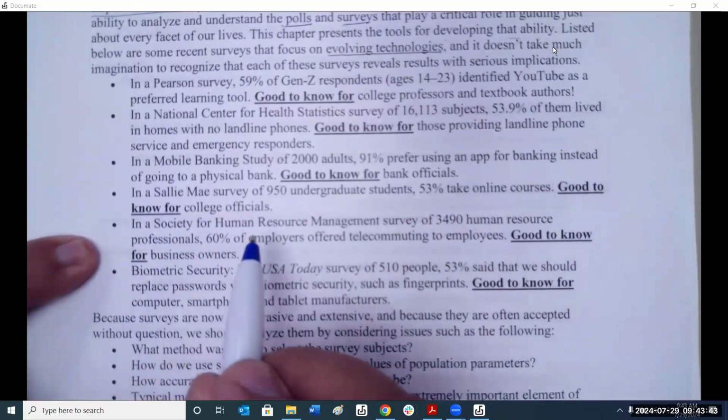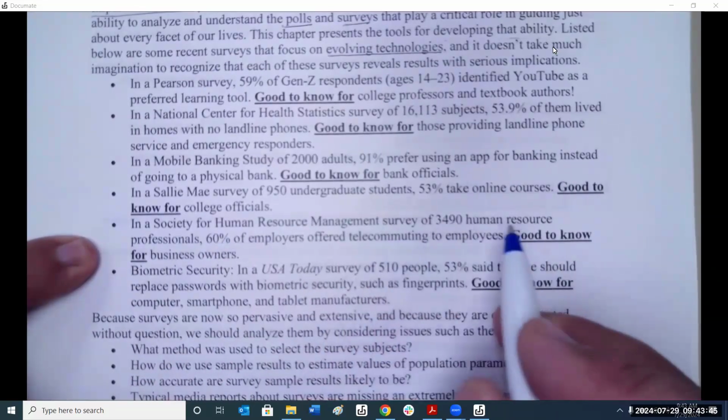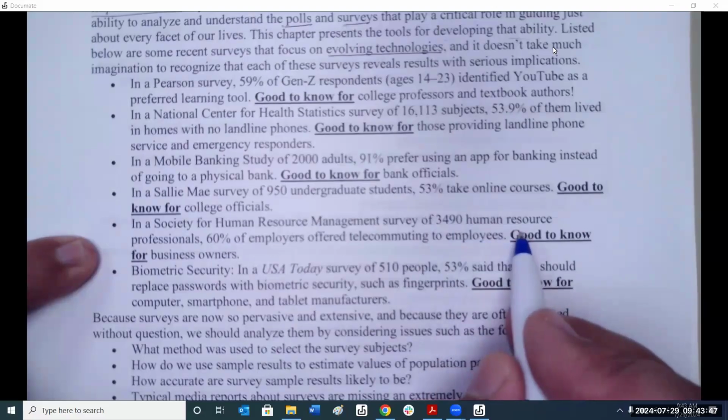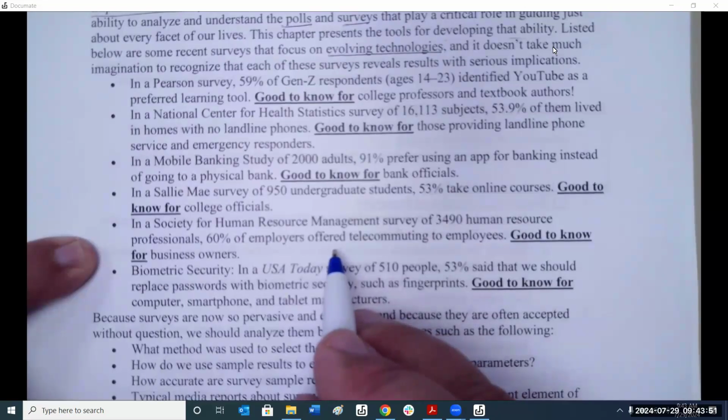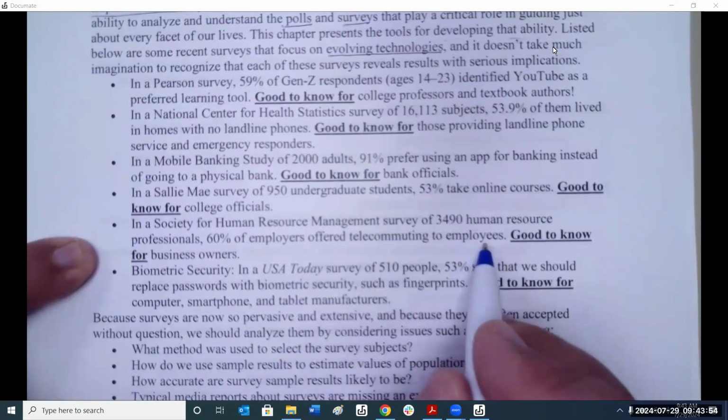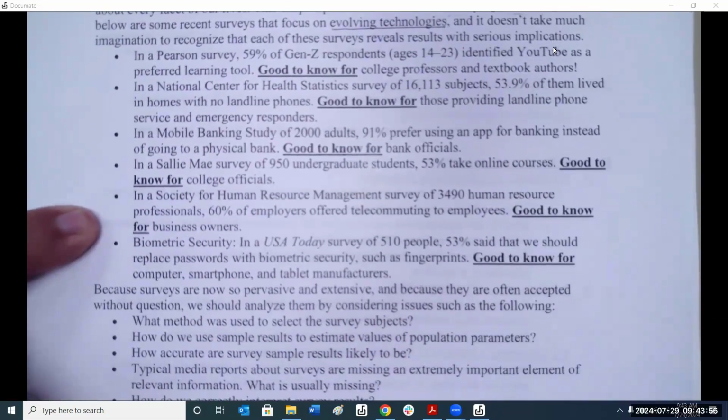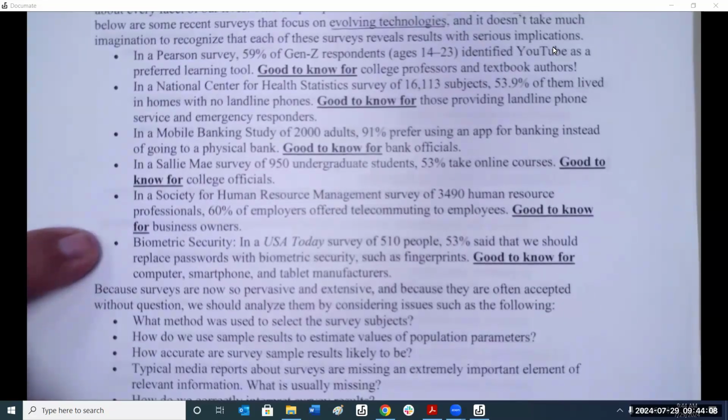In a Society of Human Resource Management survey of 3,490 human resource professionals, 60% of employers offered telecommuting to employees. Telecommuting is working from home. Yeah, of course, I work from home. But then again, what is that going to show you? You don't need your big building anymore. And then you find out you don't need half the people anymore either.